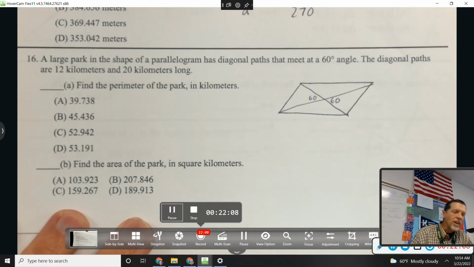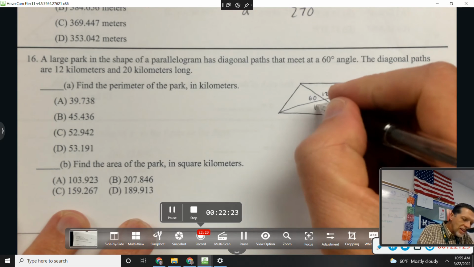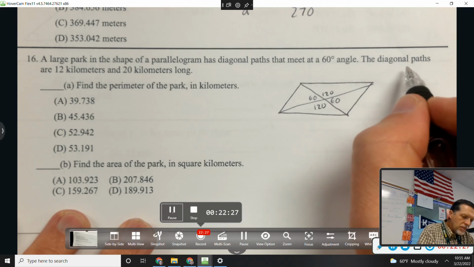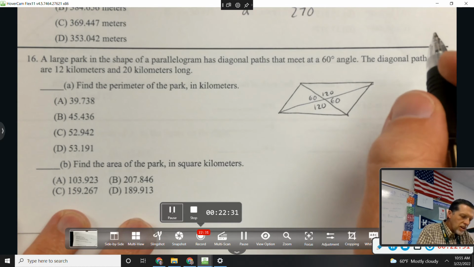I think back to geometry here. What are the other ones going to be? Geometry experts. 120. I assume we'll need that at some point. The diagonals are 12 and 20 kilometers long.